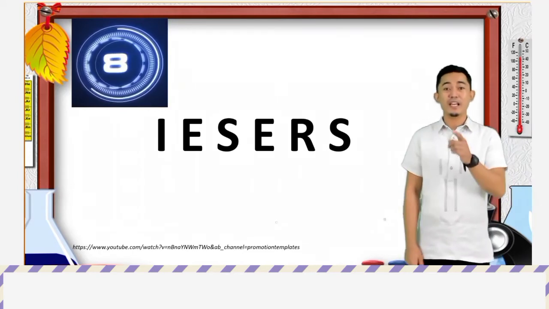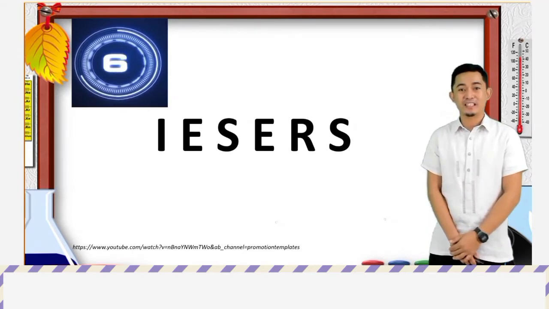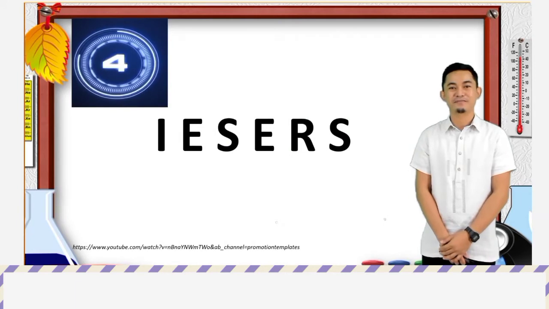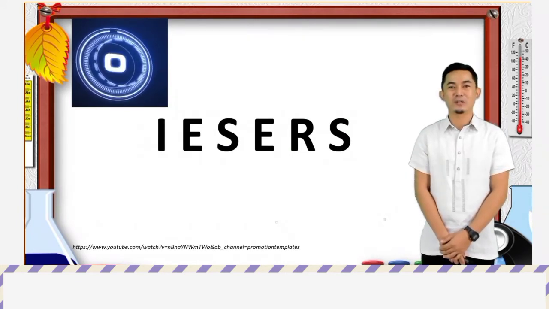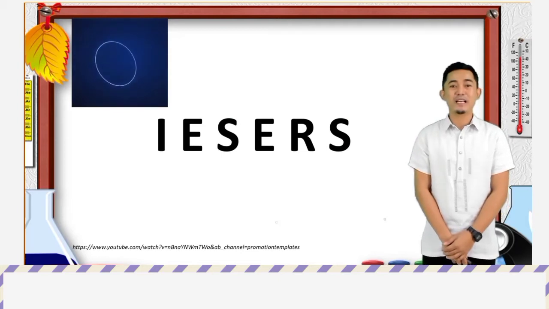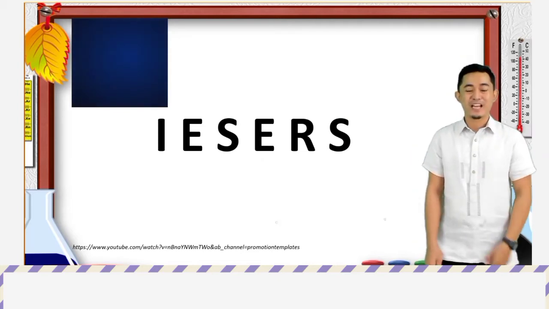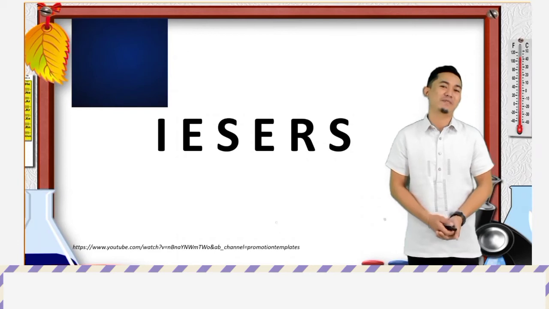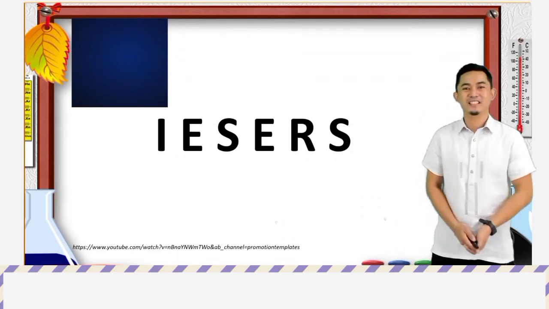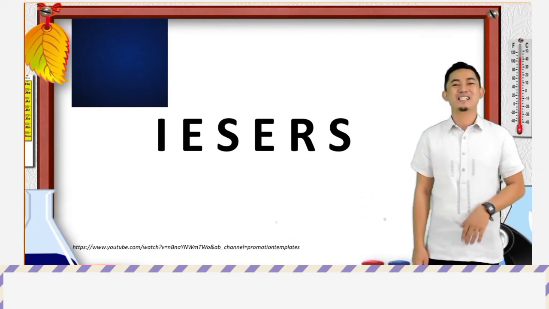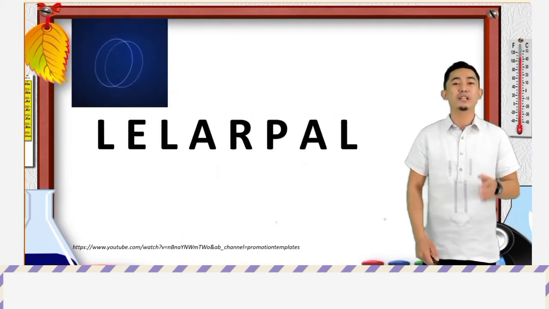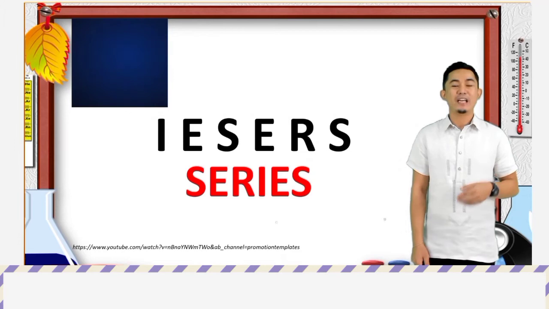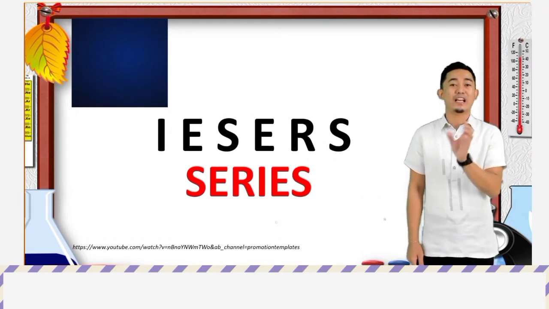This is one of the types of circuit. 1, 0. Time is up. So what should be the correct answer, class? Type now your answer in the comment section. It should be series. When we say series, class, it has something to do with sequence or arrangement.